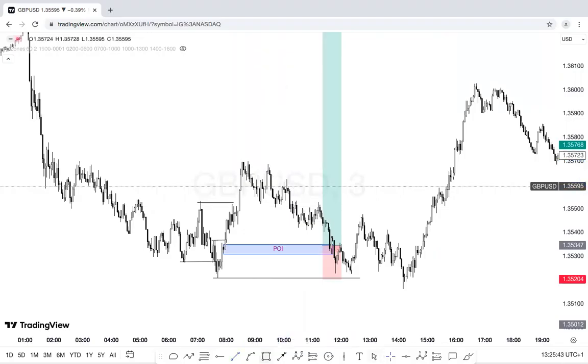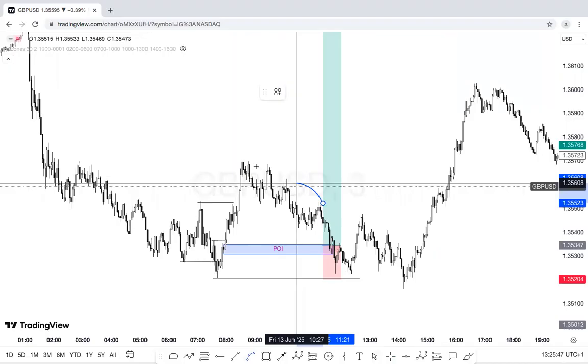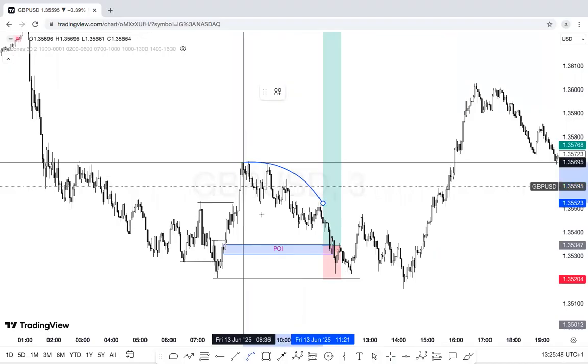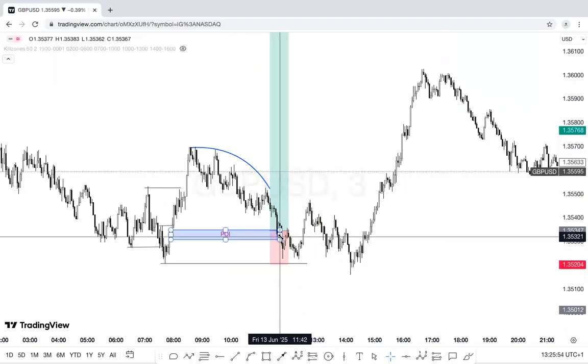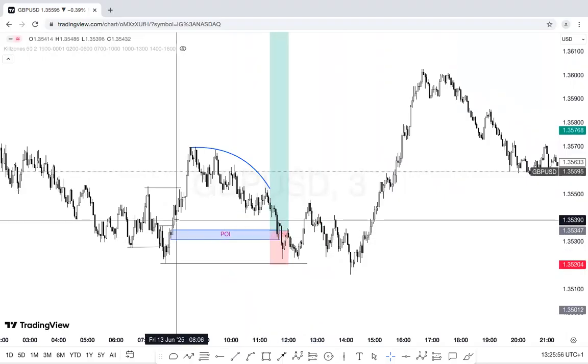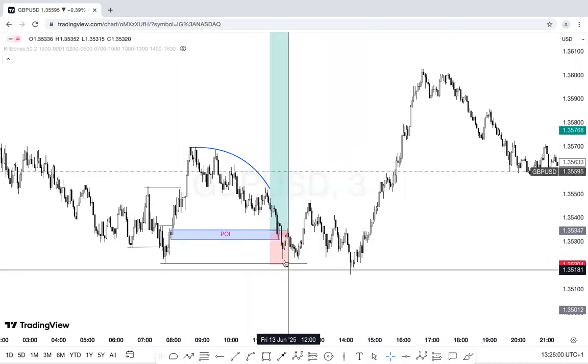Market was creating a series of inducement right here. The market is creating inducement, and then it ties into my point of interest. After I take out this inducement, I was not supposed to buy, then I was stopped out. Can you see that I was stopped out?